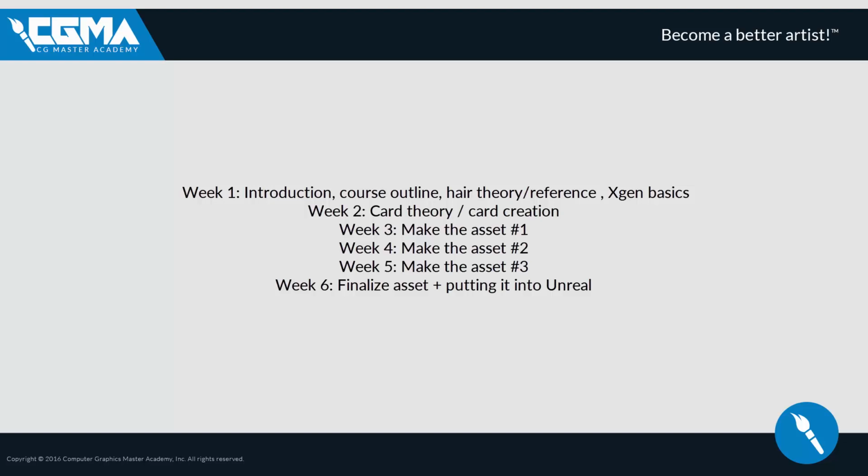And then the sixth week, the final asset week, we will finalize the asset. We will create vertex occlusion and apply it to the asset to kind of fake some depth to the hair. And finally, we are going to put it into Unreal Engine for presentation purposes, and also use the proprietary hair shader that Unreal supplies to us.